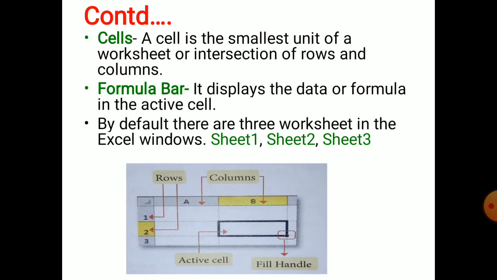Now student, with the help of this diagram, I want to show you the row and column. You can see 1, 2, 3 numbers are written. This is the row. And columns A, B, these are the columns. Now active cell, the cell which is highlighted or where we can enter the data, this cell is the active cell.